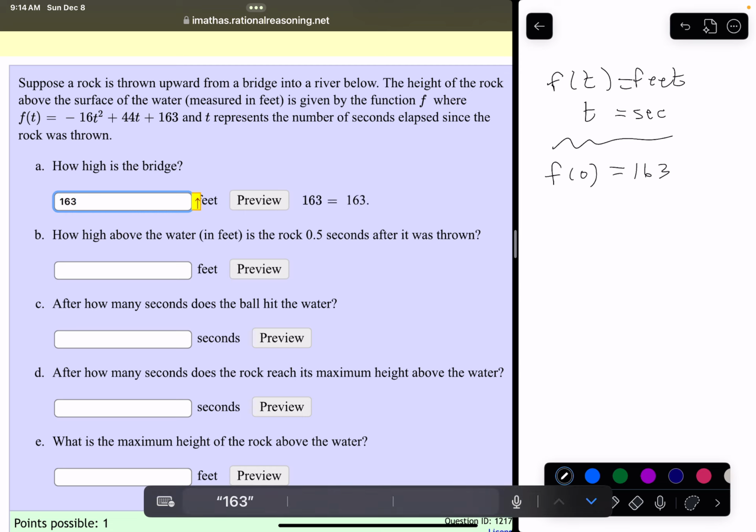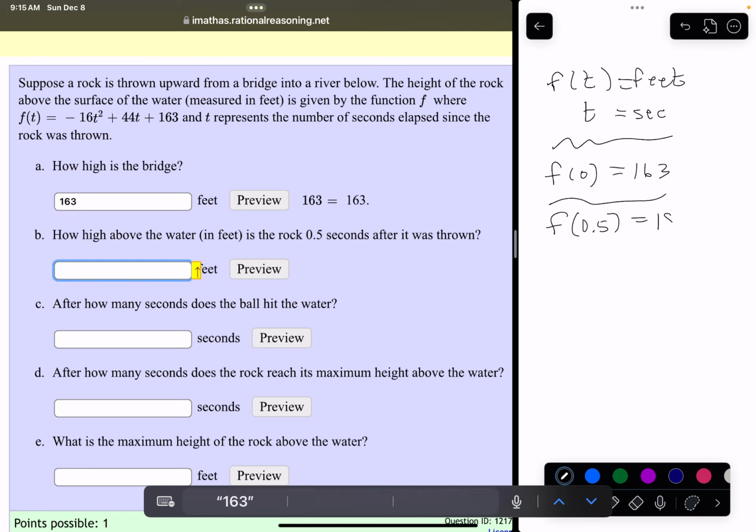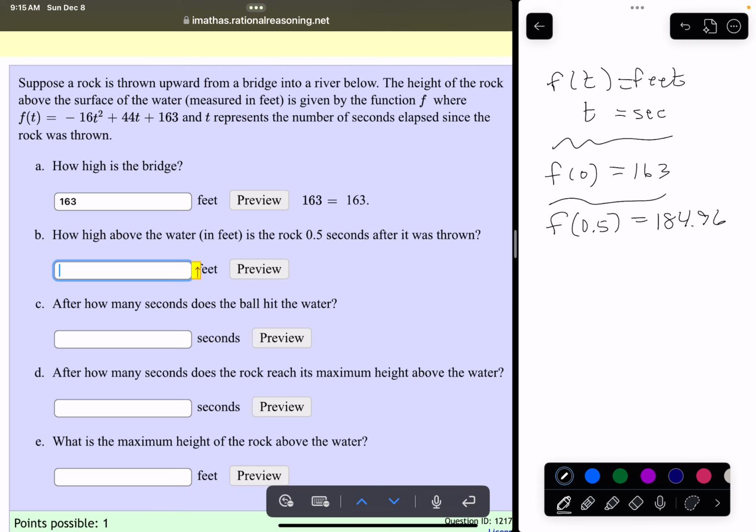How high above the water is the rock in 0.5 seconds? Well, plug in 0.5. Now, be careful when you do that, but you should be able to just do that in your calculator. So you'll do negative 16 times 0.5 squared plus 44 times 0.5 plus 163, which is 184.96. If I entered it right.